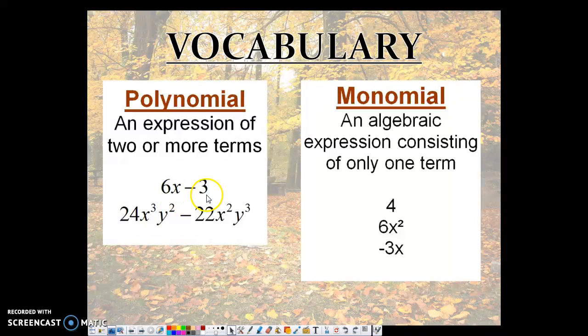So 1, 2. It's just an expression of two or more terms. A monomial means 1. Mono means 1. Okay? So 4, that's a monomial. 6x squared, that's a monomial. Negative 3x, monomial.